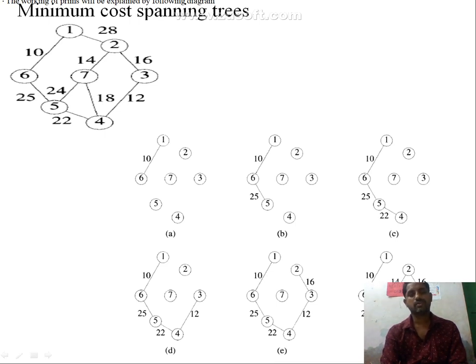Then next from 4, there are 2 possibilities, 2 vertices are added. That is 4 to 7 and 4 to 3, and which is the minimum? 12 is the minimum. Then go for 4 to 3. Okay, and 3 to 2 has 16, 2 to 1 is 28, and 2 to 7 is 14. So which is the minimum? 14. 2 to 1 is smaller than some, but we cannot add it because it will be a closed path. It will not be assigned. That way we can go for 2 to 7.